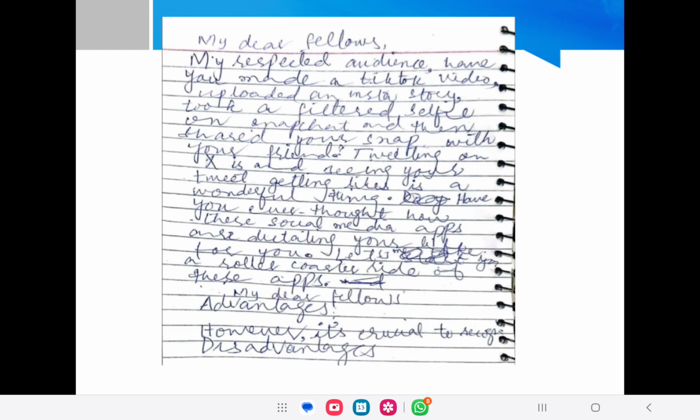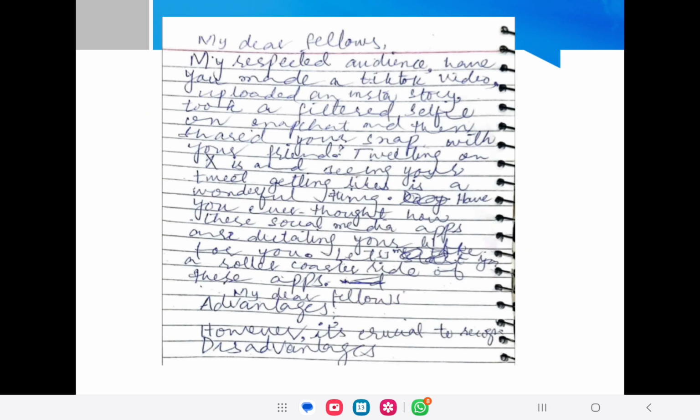My dear fellows, my respected audience, have you ever made a TikTok video, uploaded an Insta story, taken a filtered selfie on Snapchat, and then shared your snap with your friends? Tweeting on X and seeing your tweet getting likes is a wonderful thing. Have you ever thought how these social media apps are detailing your life for you? Let's have a roller coaster ride of these apps, my dear fellows.